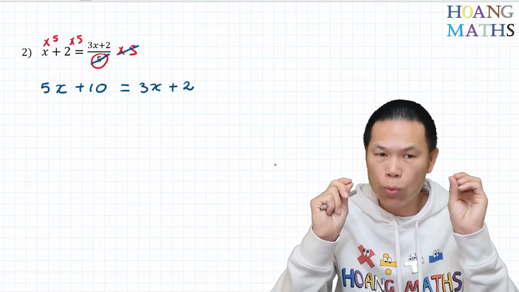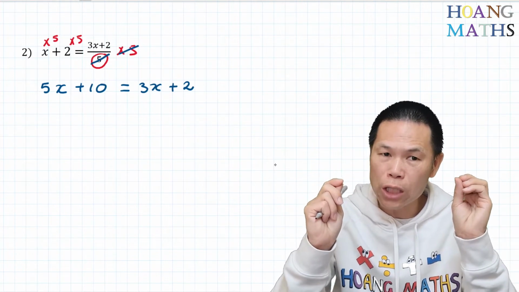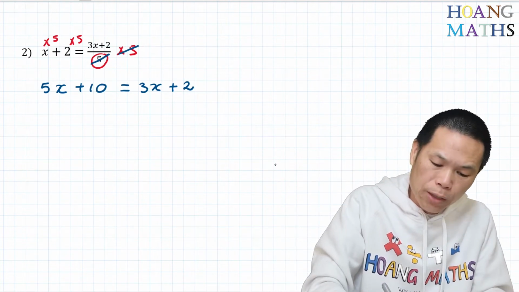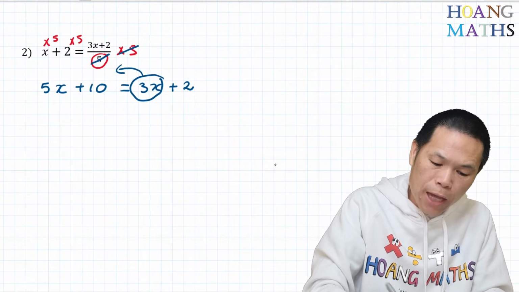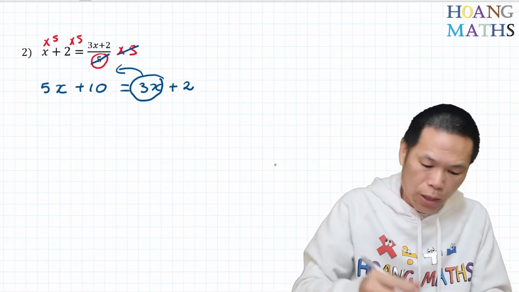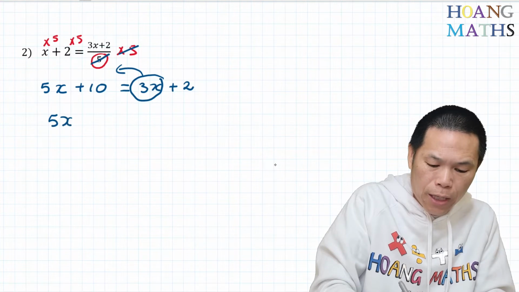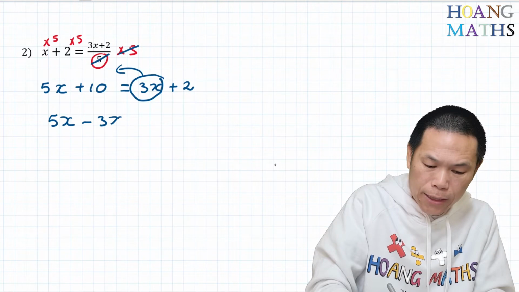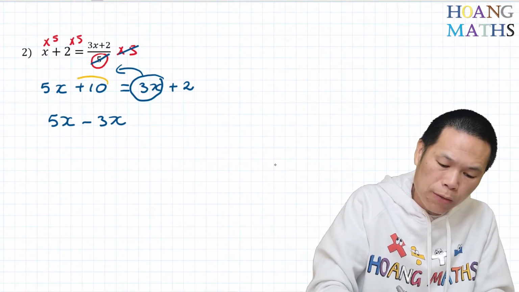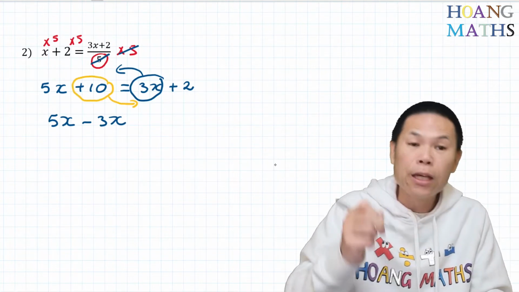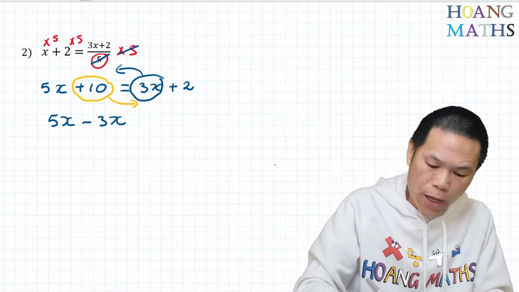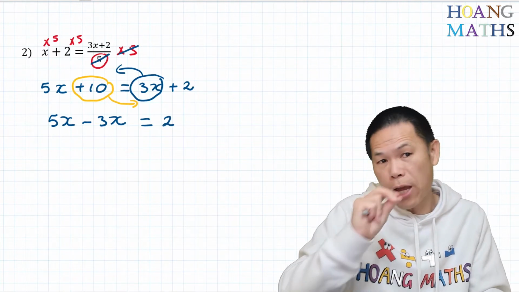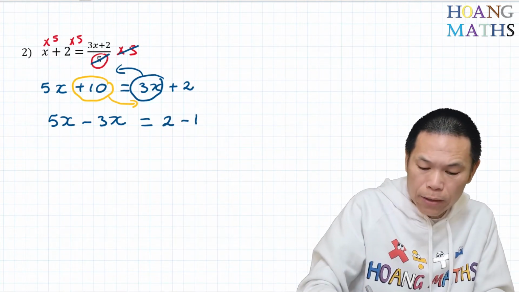So there you go. What I do now is move the x on one side and the number on the other side. In this case, this 3x here, I move to this side, and it becomes minus 3x. So let me just write 5x down first. And the 3x, we move to that side, becomes minus 3x. And then we have positive 10 here, I move to that side, becomes minus 10. Now it's equal to, so this 2, I write this down.